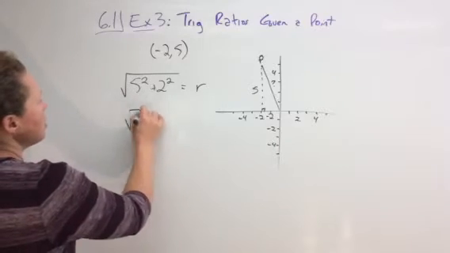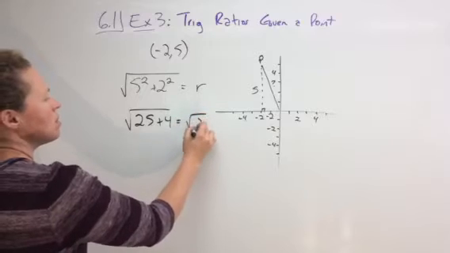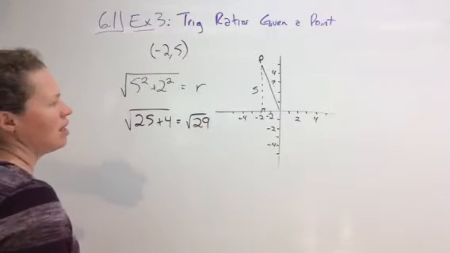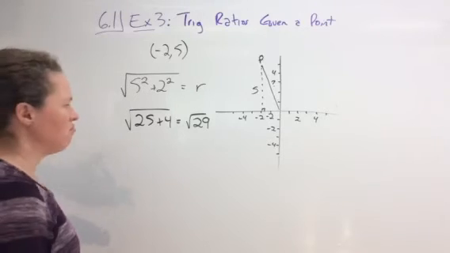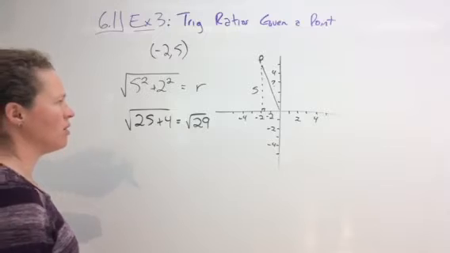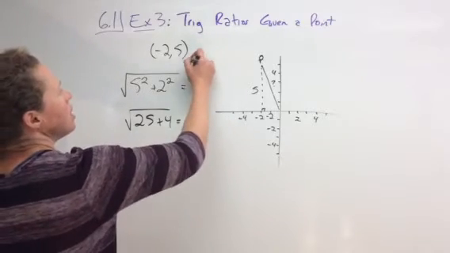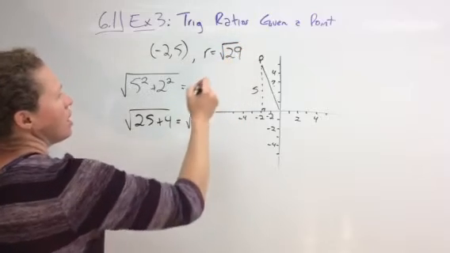Okay, so square root of 25 plus 4 equals the square root of 29, and that's not solvable. We want exact values here. 29 does not give us a perfect square root. That means we'd always have to round it off. So we're just going to say that r is root 29 and leave it at that.